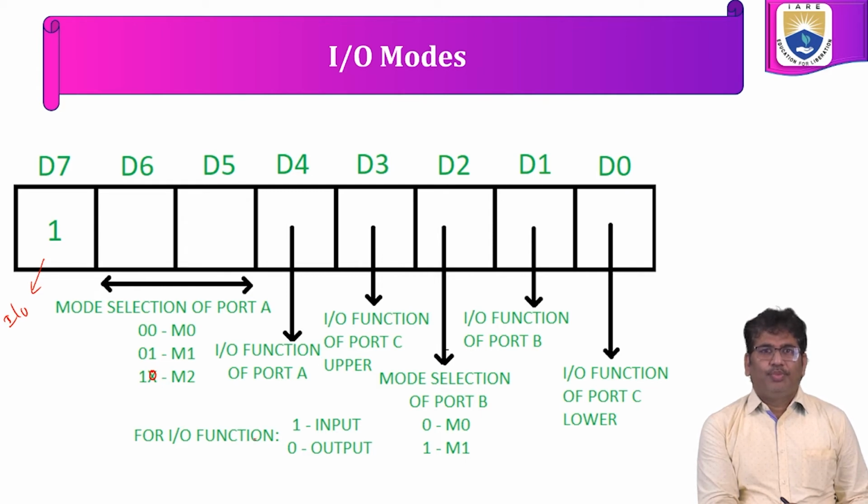For the ports, port C upper, port B, port C lower or port A, to configure one as an input port, we have to write the corresponding bit as 1. If you want to configure a particular port for output operations, then we have to configure that particular port bit as 0.